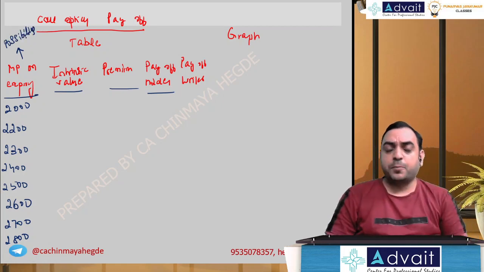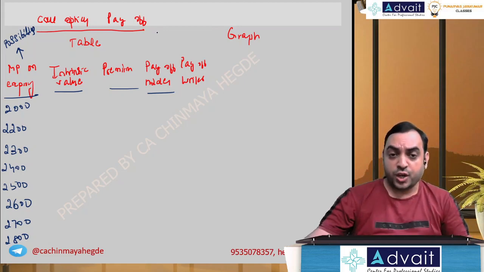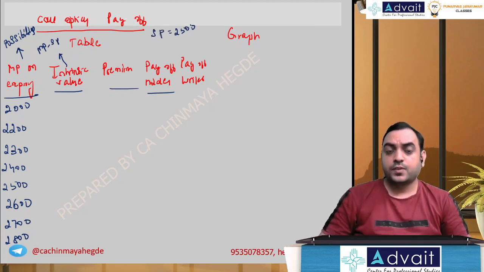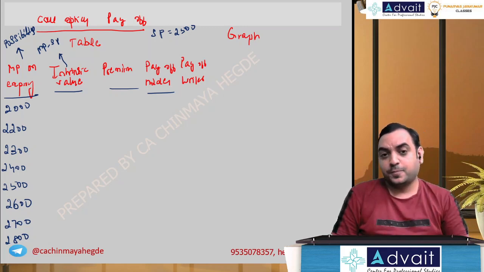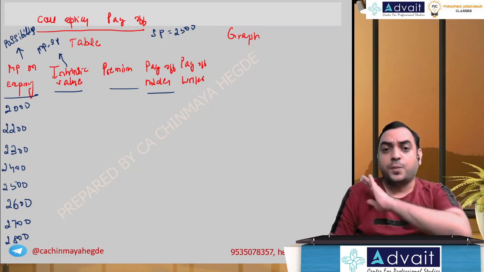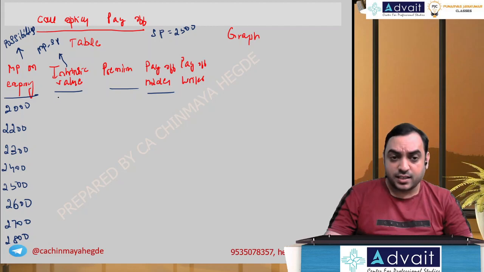Now, if market price on expiry is 2000, what do you think will be the intrinsic value? I'm doing this for a call option. Intrinsic value will be market price on expiry minus strike price. Let's say strike price is 2500. Now, will you exercise the option first of all? You go to the market, it is available at 2000. You come to the option, it is higher. Why will you exercise? Direct shortcut: market price is less, option not exercised, means intrinsic value 0.